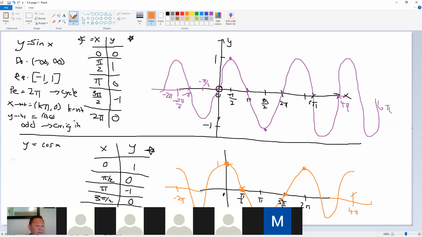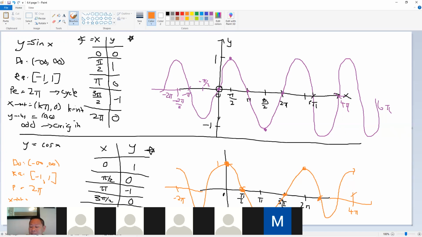Now the cosine wave, which is the orange one, will also have the domain from -infinity to +infinity, meaning that this keeps on going like this, non-stop. Okay. Your range is also from -1 to 1. If you look at this, it always goes from -1 to 1. Your period in this case is going to be 2 pi. The short form for period is capital P. Now your x-intercept is a little bit weird because it's going to be pi over 2, 3 pi over 2.